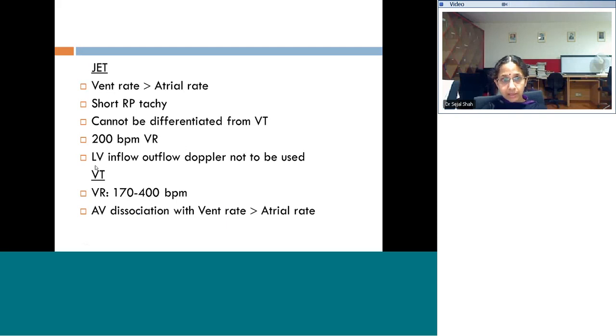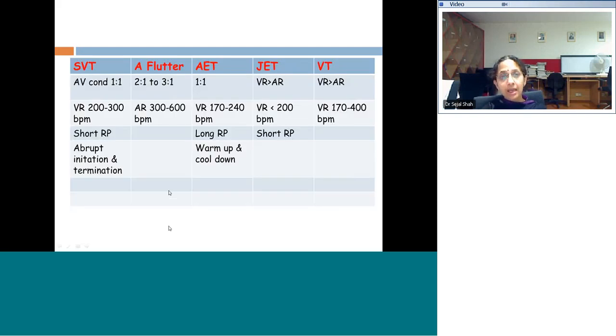Whenever you monitor the rates separately, atrial and ventricular rate, on M-mode or Doppler, you'll realize that the ventricular rate is more than the atrial rate. Both of them are individually difficult to differentiate. The rate could again be in the borderline zone, and as we saw before, the LV inflow-outflow Doppler is not reliable. The aorta SVC Doppler is more reliable.